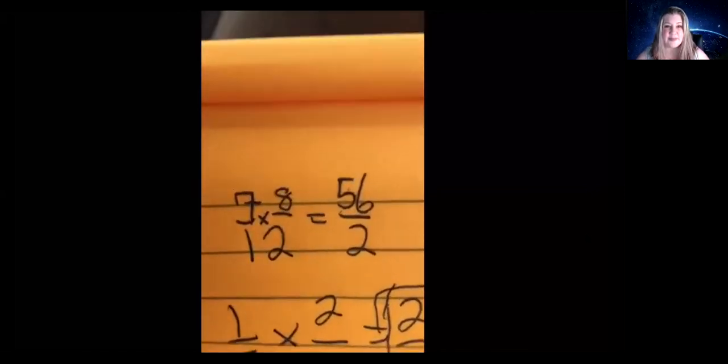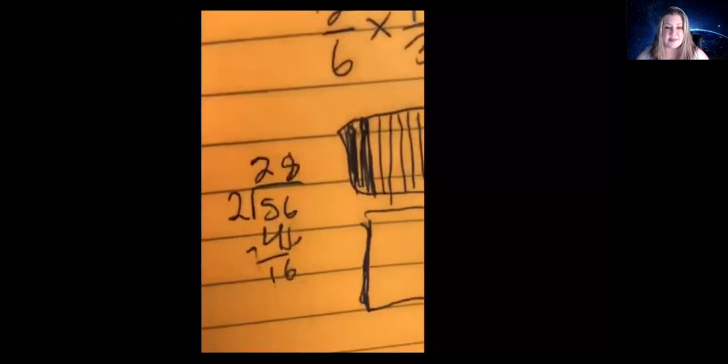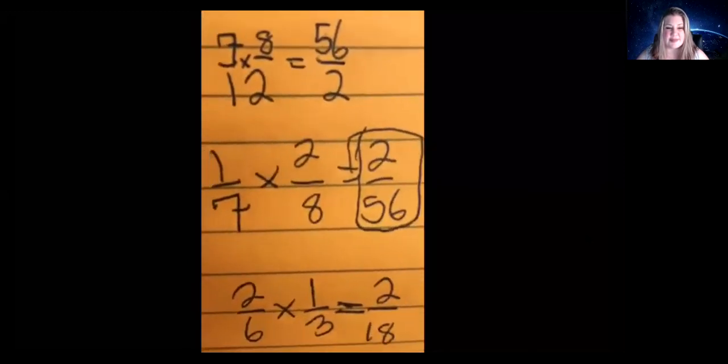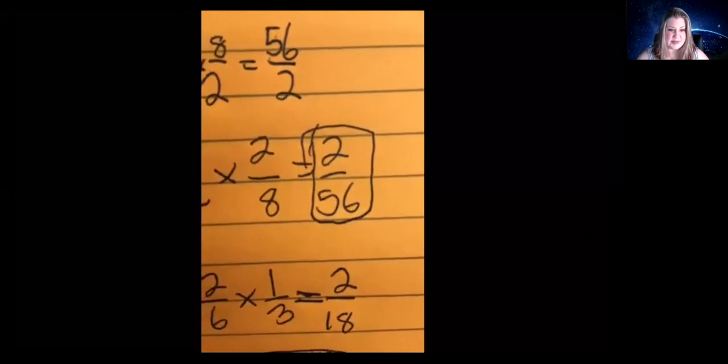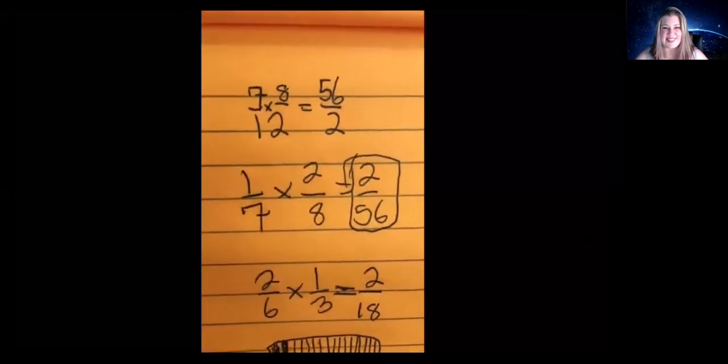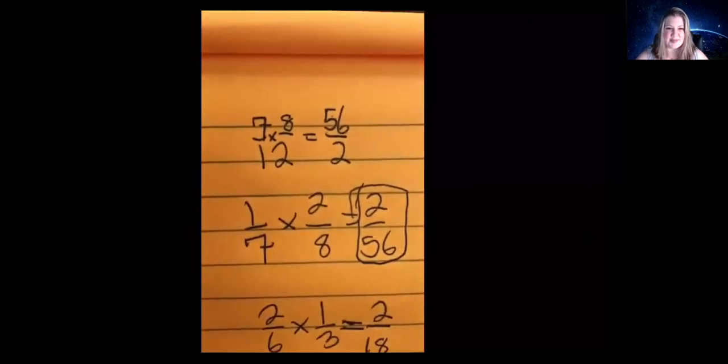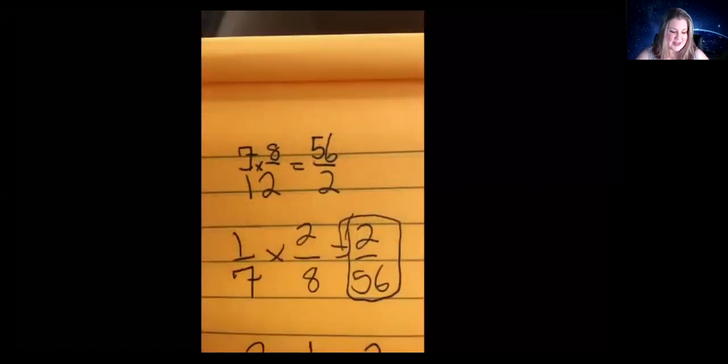So here's my biggest 56 halves, which equals out to about 28 wholes, or 228 wholes. And then we have 1/7 times 2/8 equals 256, which is the smallest you can get using these numbers. Okay, those are my fractions. Thank you. Thank you, Sophie.